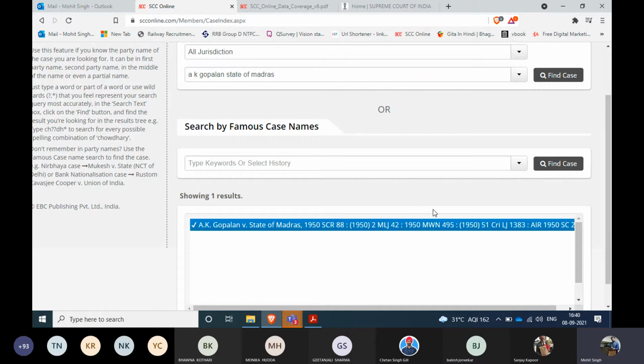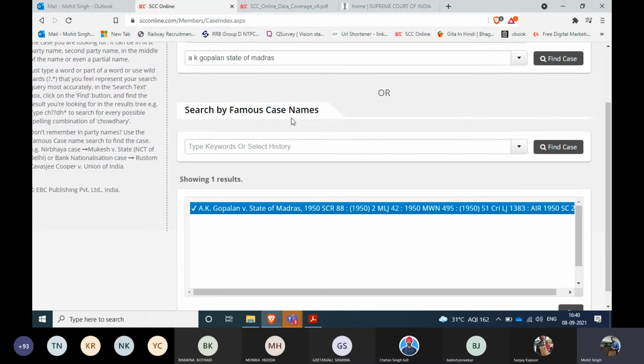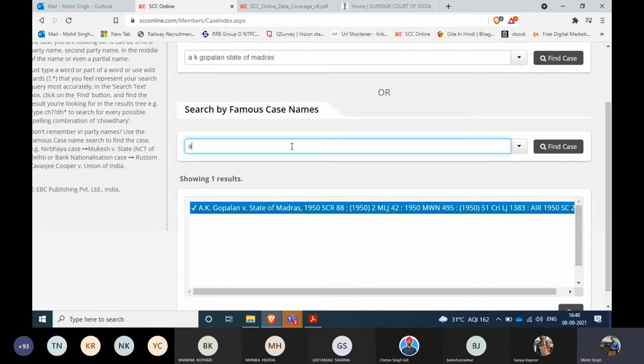Now I can click on it, but before I click on it and show you that example, we also have one more input method, that is search by famous case names. Search by famous case names works for those famous cases which were in the national media headlines. I believe before the lockdown, there was a case of Ram Janambhoomi or the Ayodhya case, right? So if we type Ayodhya over here, or let's take Ram Janambhoomi.